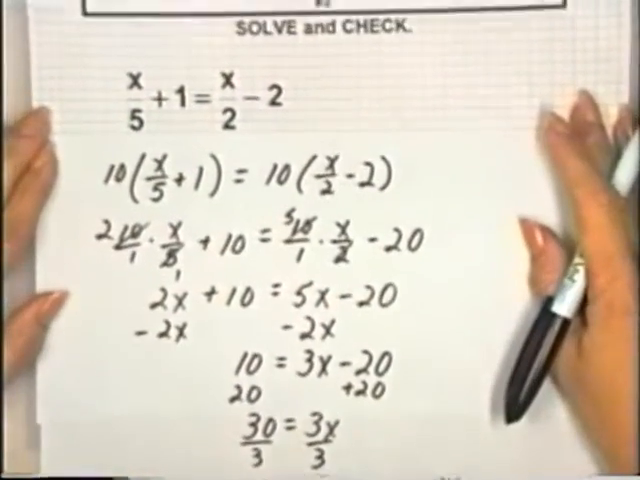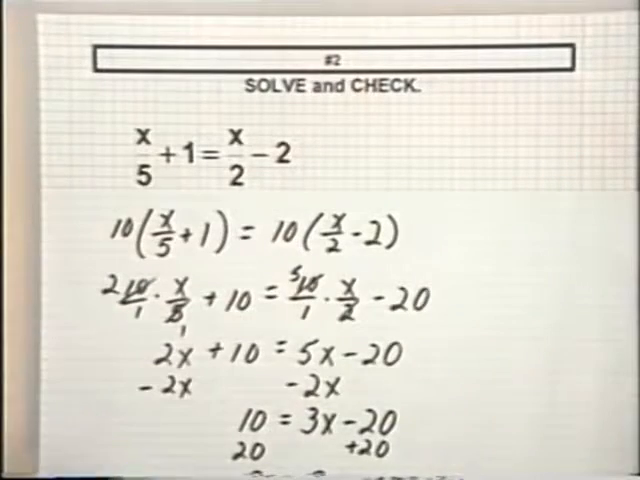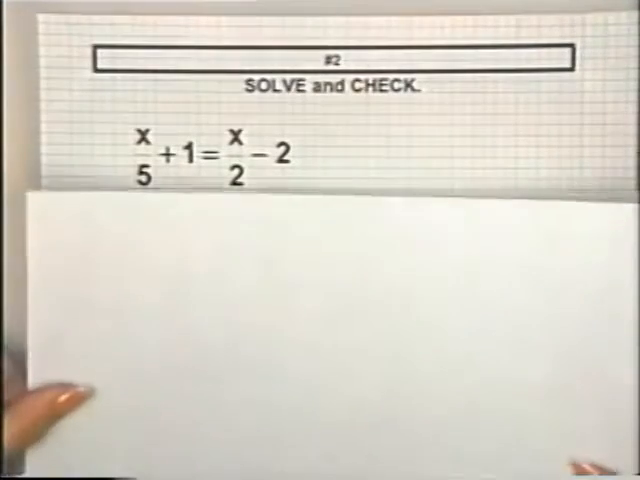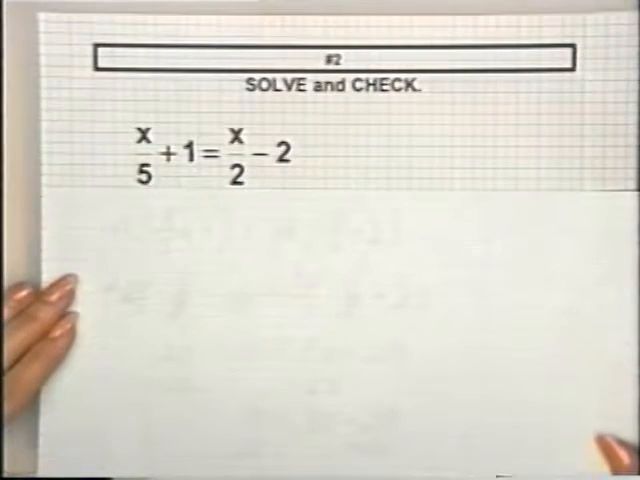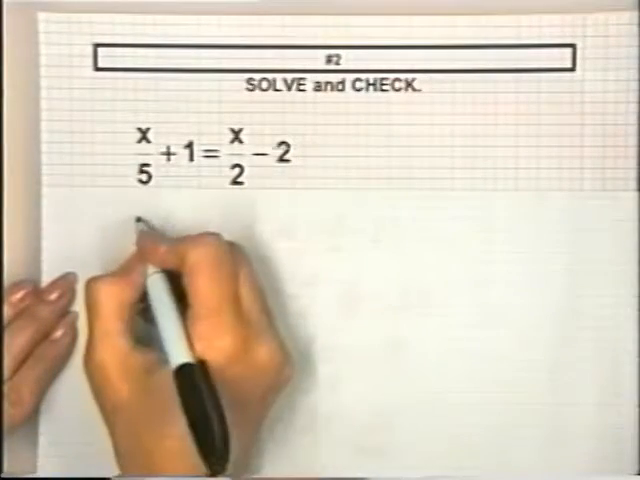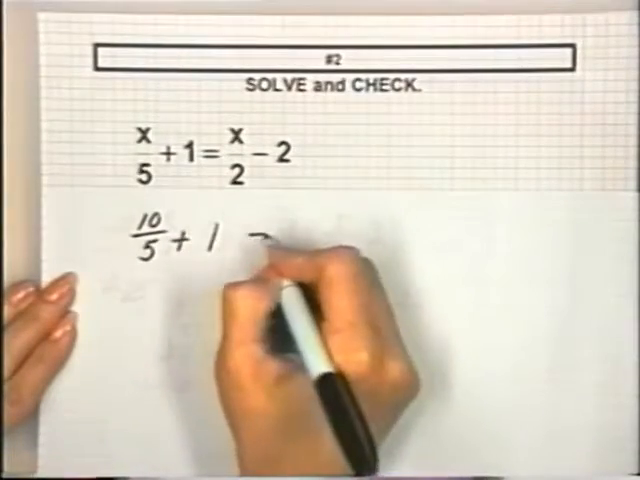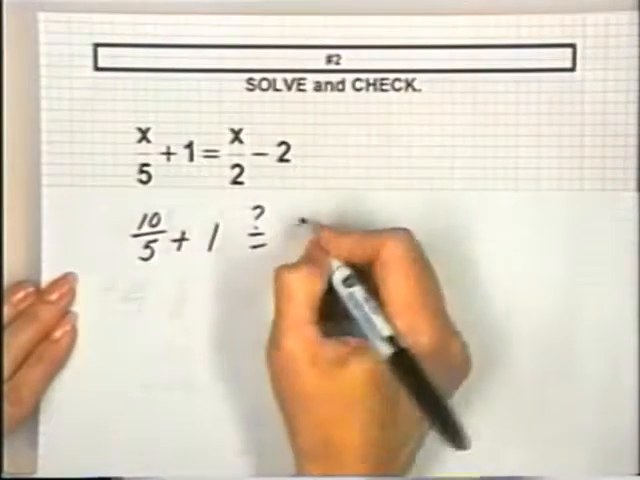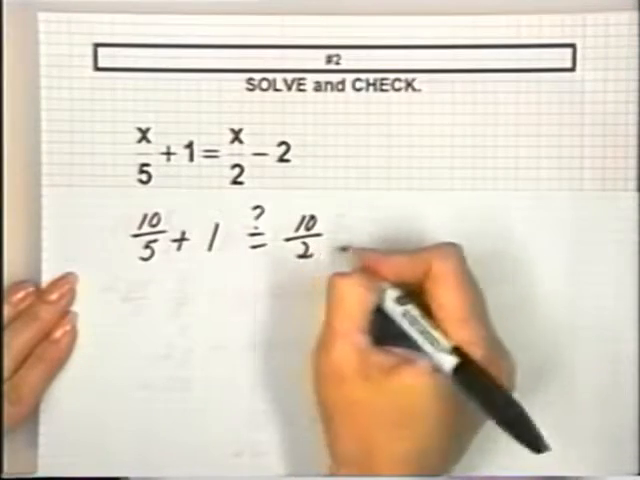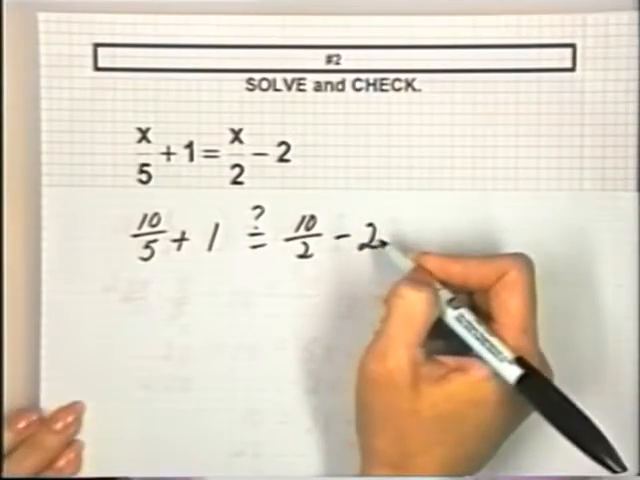Now let's check it. Let's go back into the original equation. Let's replace each x with 10. I will have 10 divided by 5 plus 1. Does that equal 10 divided by 2 minus 2?